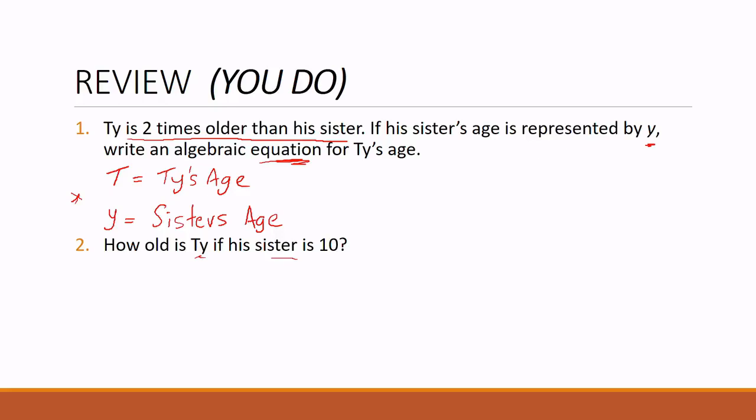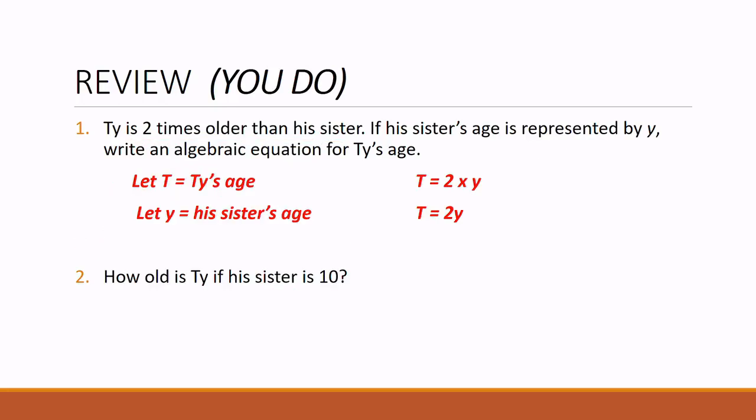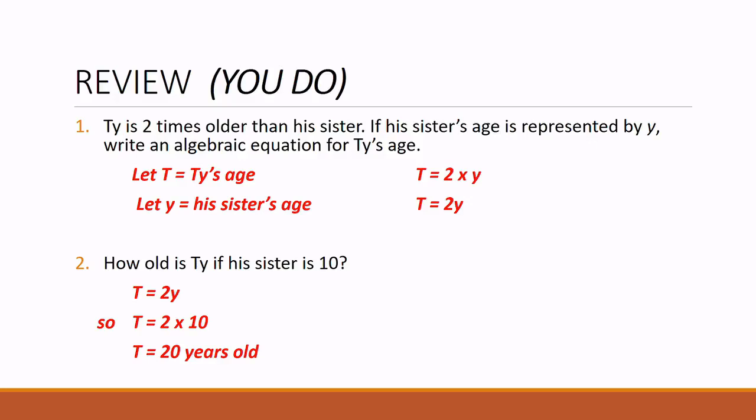Okay, how'd we go? So the first bit, as I said, we defined our variables, which is T and Y. And if it says Ty is 2 times older than his sister, that means we multiply his sister's age by 2, and we get Ty's age. So that's why I've come up over here and said 2 times Y. Or remember in algebra, we don't put the multiplication sign in, it's just 2Y. So the second part of that said, how old is Ty if his sister is 10? Hopefully you just substituted Y equals 10 if that's his sister's age. And so Ty is 20 years old, as you can see there.